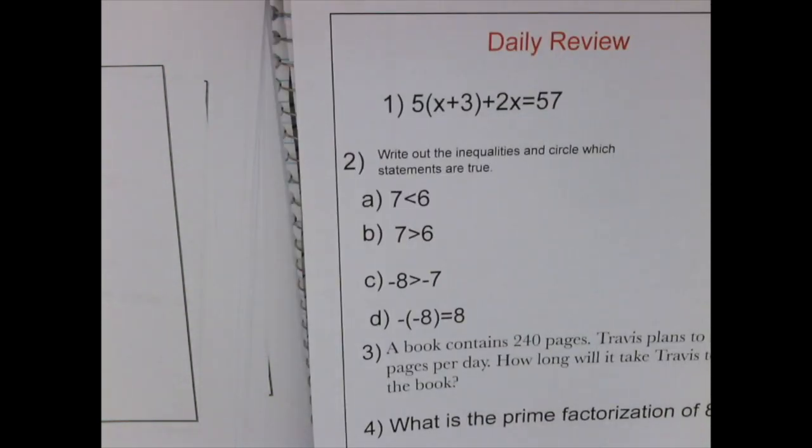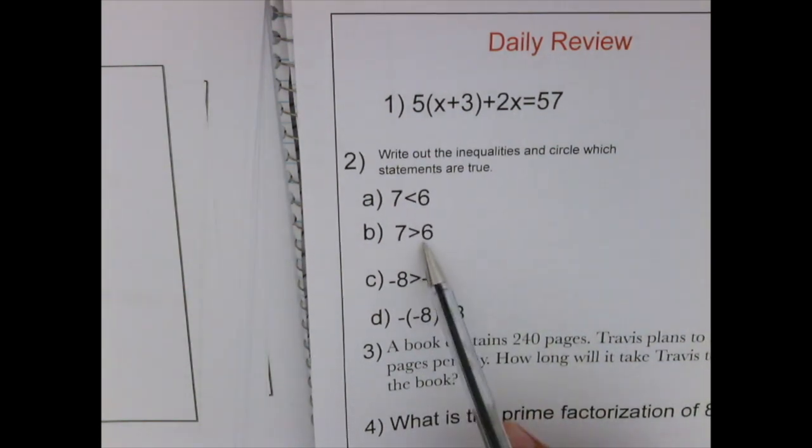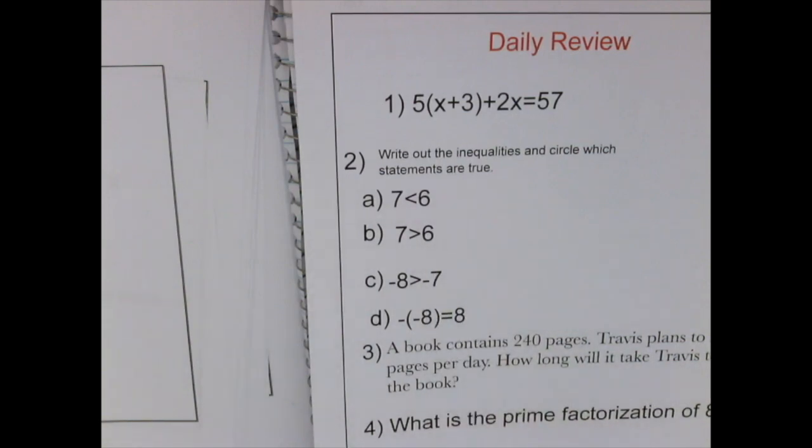Number 2, write out the inequalities. Inequalities are these guys right here, less than or greater than signs. And then circle which statements are true. Take a minute and write down these inequalities. The first one says 7 is less than 6. Well, 7 is definitely not less than 6. So that's not correct.